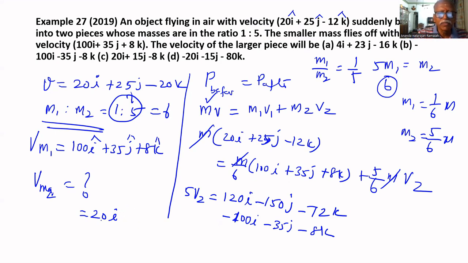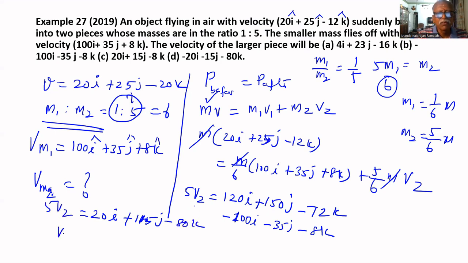Minus 185, minus 185j, 72 minus 80k. This 150 is plus, so 115j. 115j plus 115j minus, both are minus. That's why 80k. That is equal to how much?